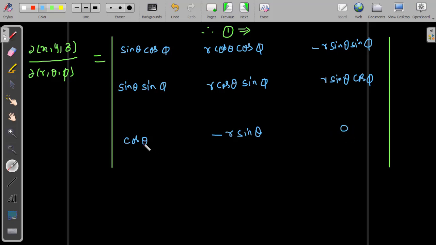Only we need to find, okay, cosine theta: excluding the third row and first column, only take the determinant of this one, which gives some result. Again, minus r sin theta: excluding the third row and second column, take the determinant of order 2 by 2 with this element, this element, this and this. The third element is 0 times, excluding this row and last column, which anyhow gets 0. 0 times a non-zero r is 0 here.